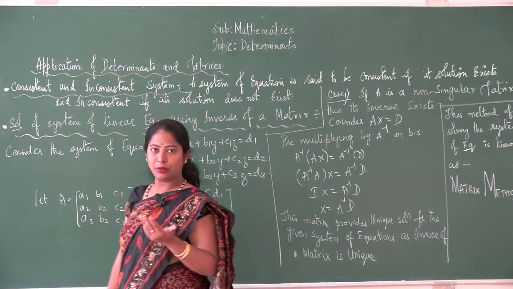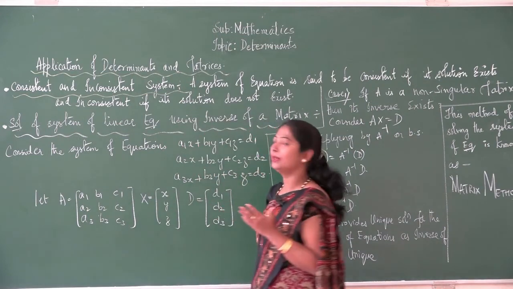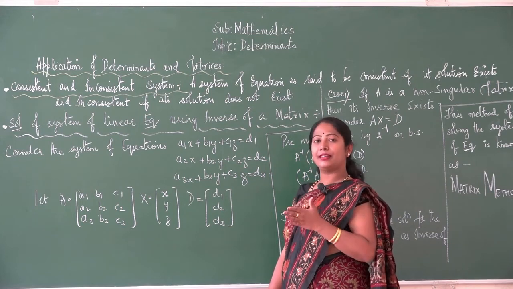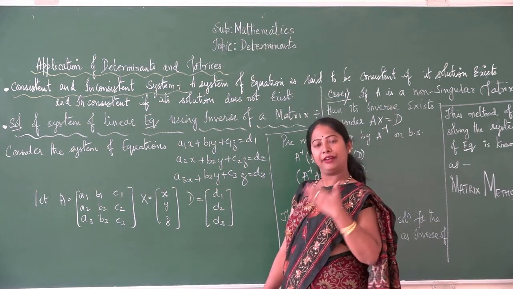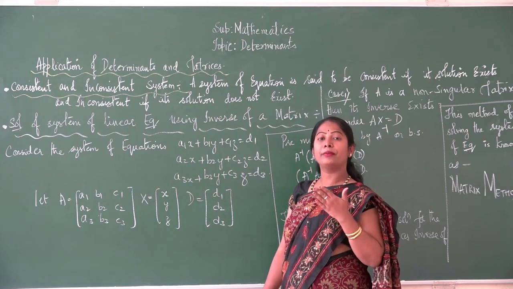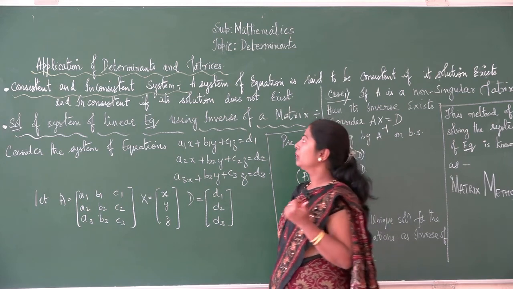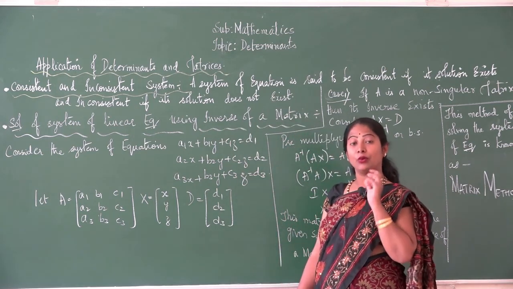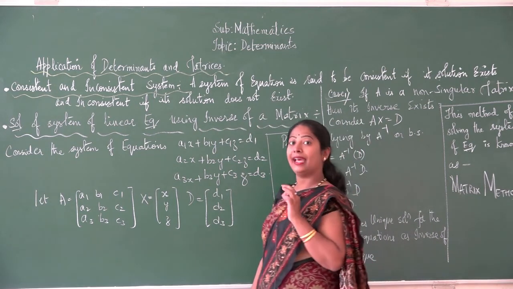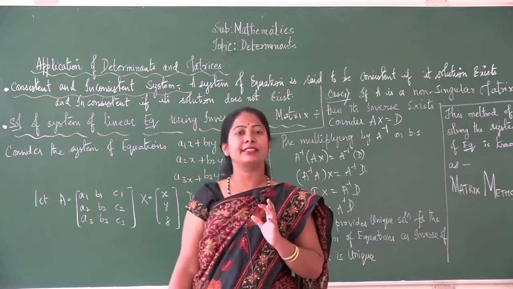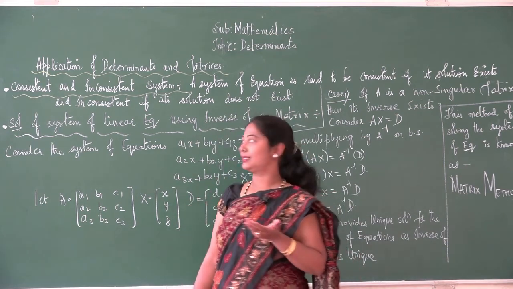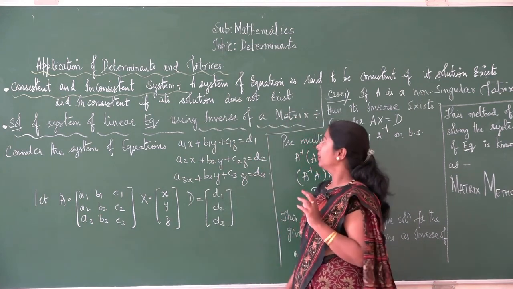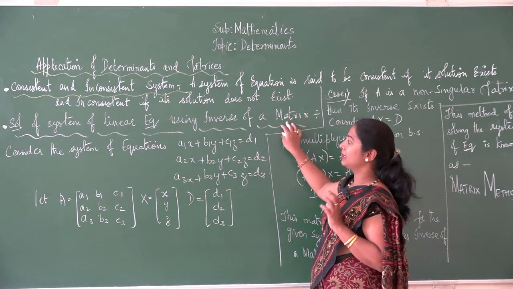Moving on, the next topic in this chapter is application of determinants and matrices. Here we will study what is a consistent and inconsistent system. After that, we shall solve a few problems based on the matrix method. So, consistent and inconsistent systems. A system of equations is said to be consistent only if its solution exists, and in case its solution does not exist, it is said to be inconsistent. Then, solution of a system of linear equations by using the inverse of a matrix.